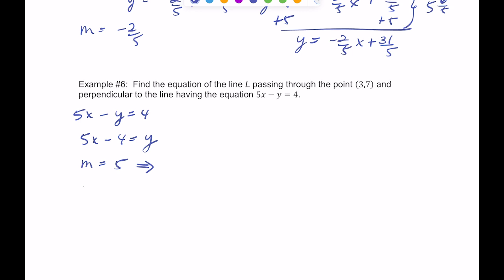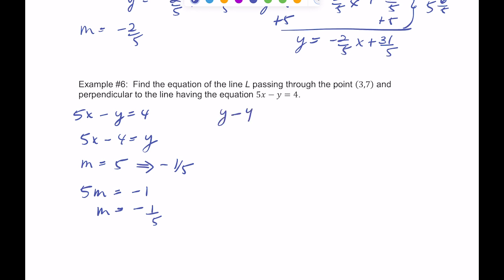So what is the opposite reciprocal of 5? Well, I can find it like this. 5 times some number equals -1, right? Their product has to be -1. So I'm going to divide by 5 on both sides. So m equals -1/5. So my new slope is -1/5, right? Because 5 times -1/5 is -1, and that tells me that if the product of the slopes is -1, they're perpendicular. Okay, so now I have a slope and I also have a point.